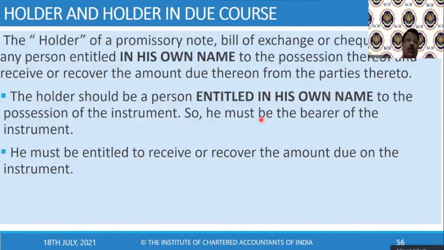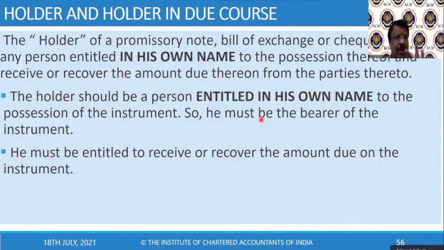So one way you can do that is, of course, to say forgery. You can say that the signature of the drawer or the endorser is forged. So prove it. But that's only one of the few things. Now, the holder should be a person entitled in his own name to the possession of the instrument. So he must be the bearer of the instrument, or he must be one of the endorsees or the payee.